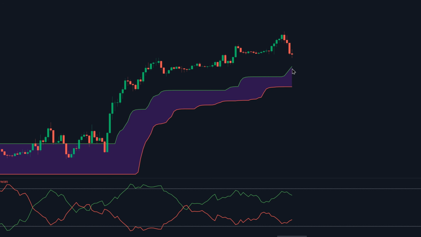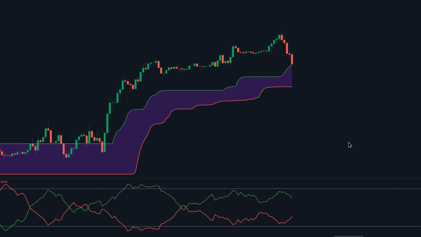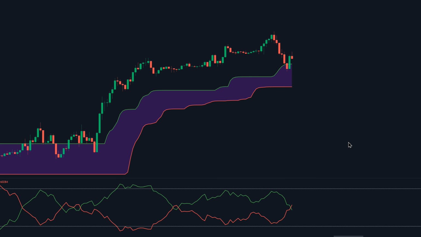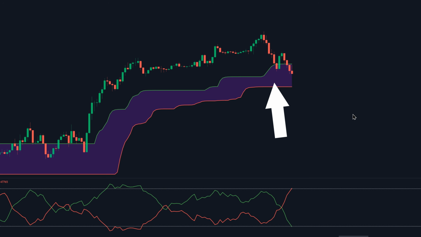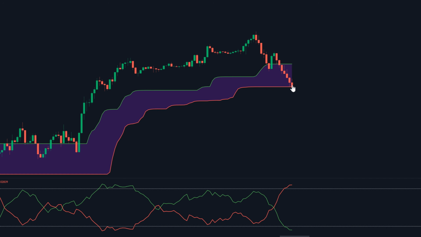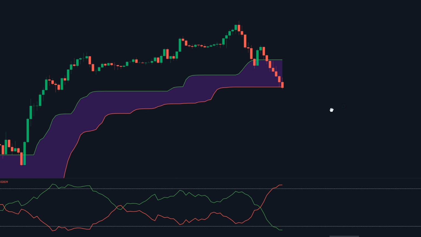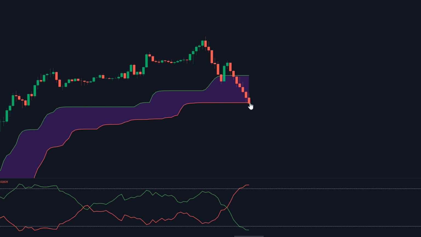The second condition is to identify a shift in market trend from bullish to bearish. To do that, we're gonna let the market play out until a candle breaks and closes below this trend cloud. This breakout indicates a potential shift in market trend from bullish to bearish.